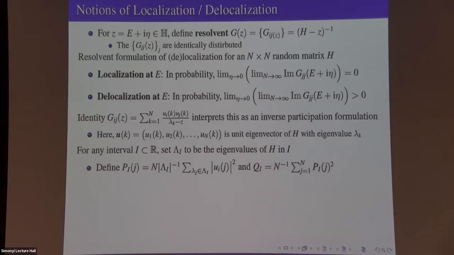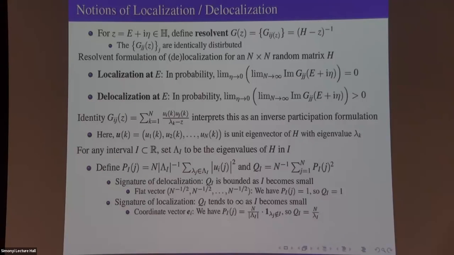So you define this inverse participation ratio as follows. You fix some interval I, which you imagine is some small interval around E. You're probing the eigenvectors with eigenvalues in this interval I. Then you look at this P_I of j for any j: n divided by the number of eigenvalues in this interval I, times the sum of the jth components of all the eigenvectors whose eigenvalues are in I, where this should read lambda_i and this is lambda_j. And then you take the average of these P_I's.